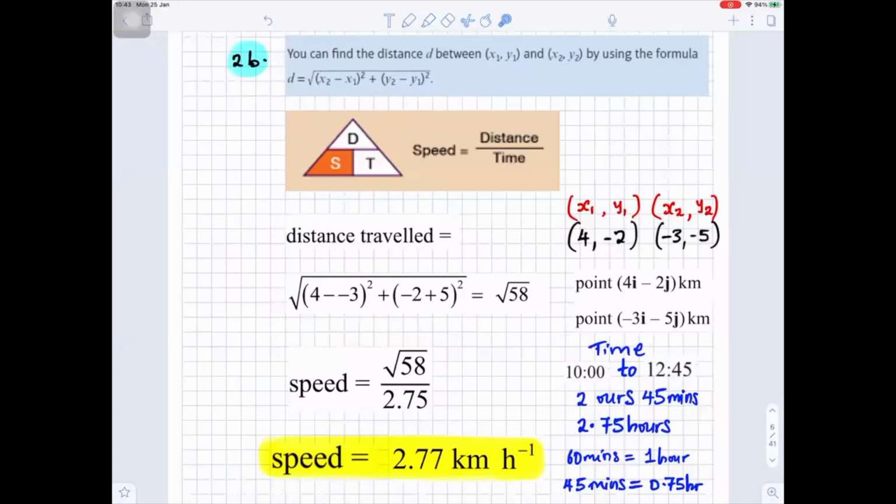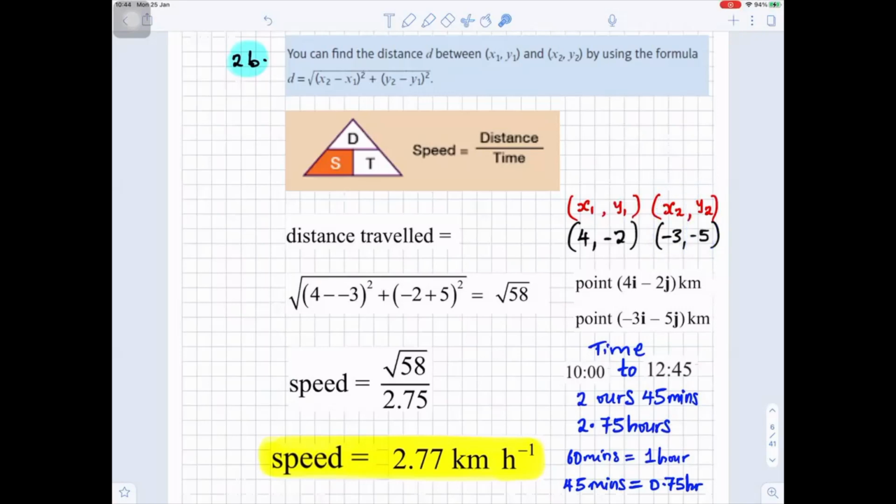For part B, you can find the distance between 2 points, x1, y1 and x2, y2, using this distance formula at the top there. And also speed is given by distance divided by time. So x1 is 4, y1 is minus 2, x2 is minus 3, y2 is minus 5.